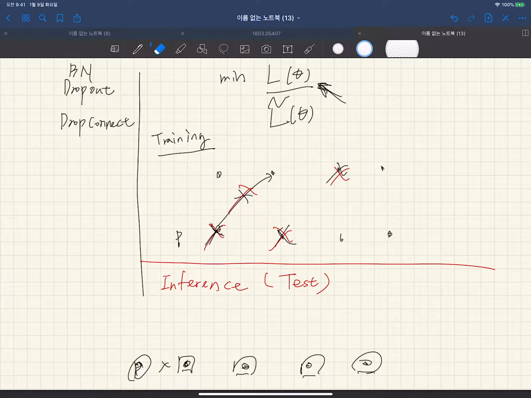But we do not perturb the inference network, since random noise in the inference process has no benefit. It just interferes with your decision process, which is not good. We don't want that. Okay. Right.